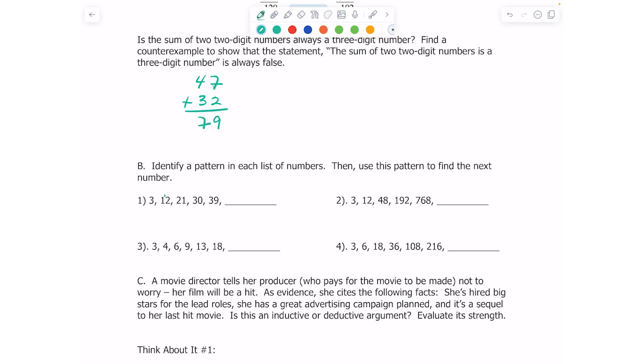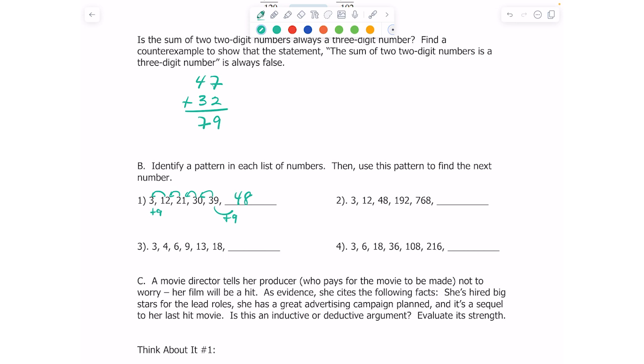So if I take the second number and subtract the first number, 12 minus 3, I get 9. So that means I had to add 9 to 3. Now, is that always going to work? Do I add 9 to 12 to get 21? Yep, because 21 minus 9 is 12. 30 minus 9 is 21. 39 minus 30 is 9. So I'm adding 9 to each of these terms. So the next term would just be 39 plus 9, which is 48.